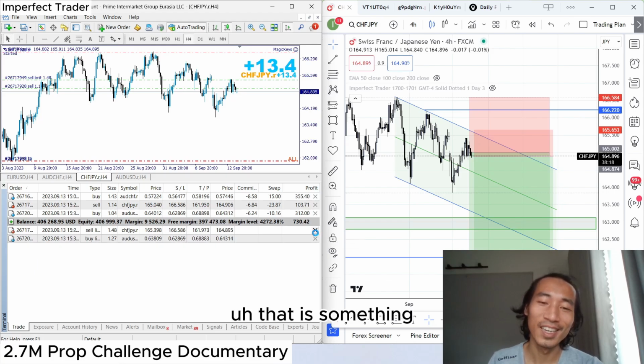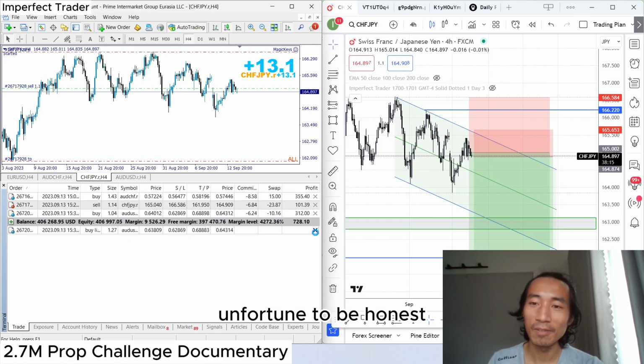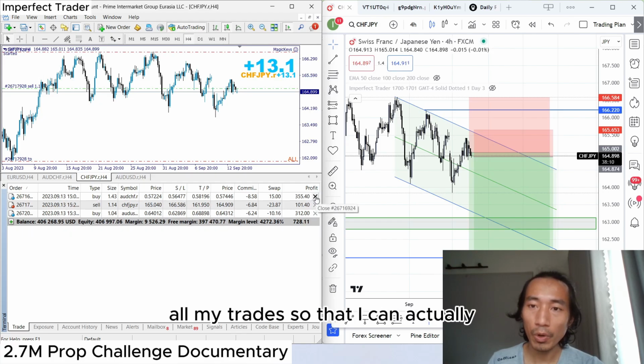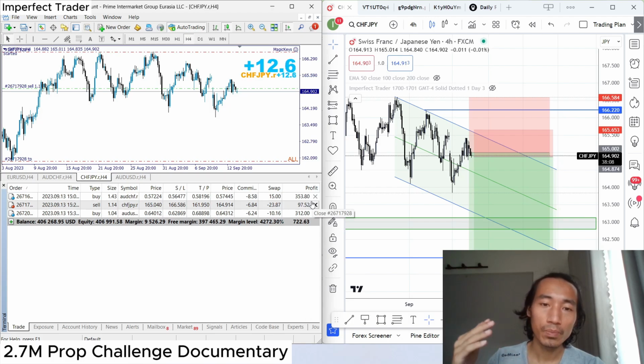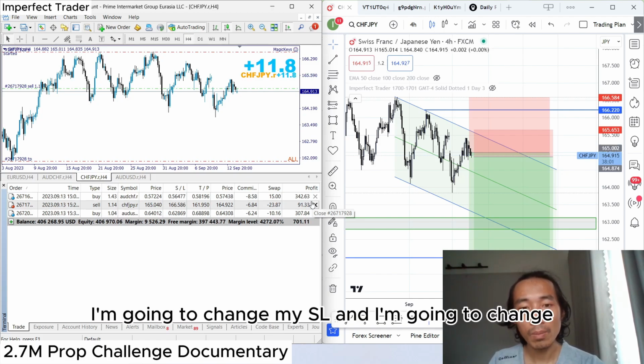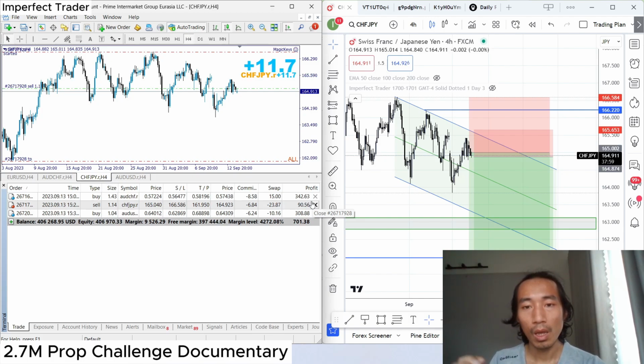That is something advised, to be honest. I'm in a profit right now. So I'm going to close all my trades so that I can actually re-enter with the new sizing, because I'm going to change my stop loss and I'm going to change something. Alright.